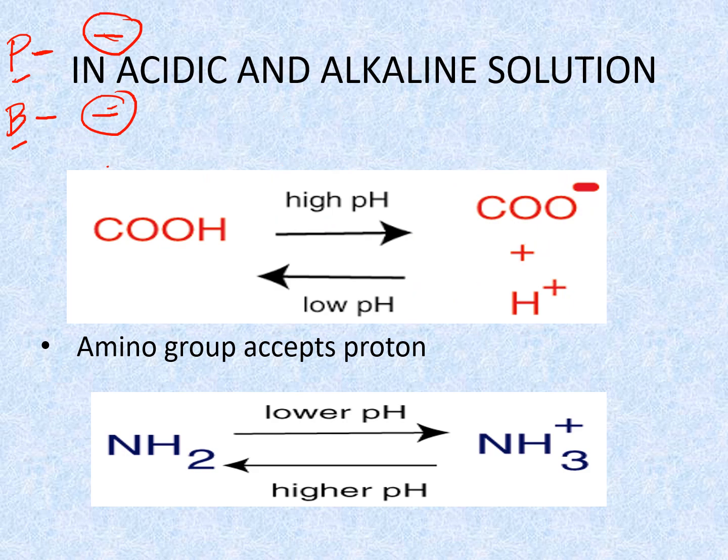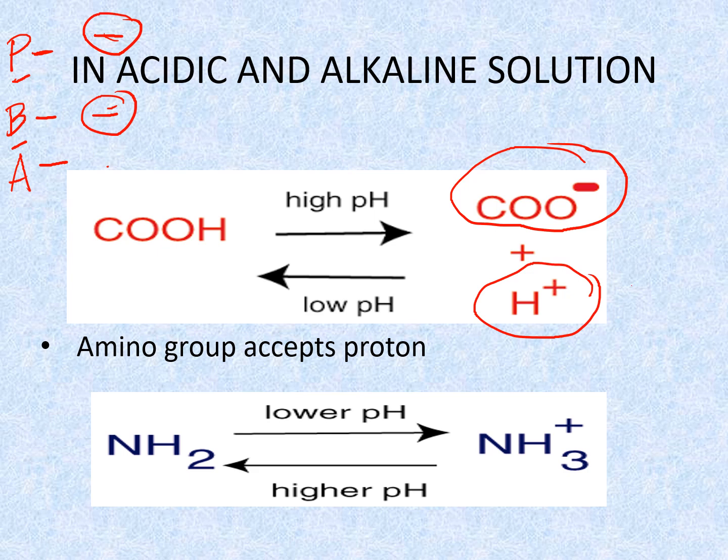Now, how about when your carboxyl group is exposed to an acidic environment? If it is an acidic environment, your carboxyl group, which is now carrying the negative charge, will be able to attract the protons from the solution or from the environment. Remember that the acidity of the solution is directly proportional to the amount of protons floating around in the solution. So if there are a lot of protons in solution, that means the solution can be very acidic.